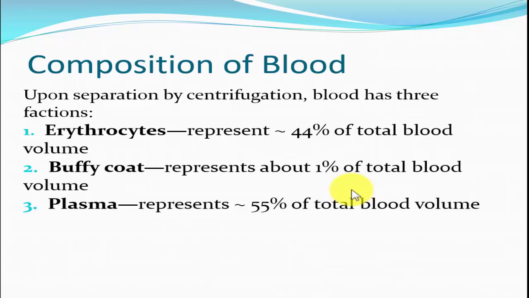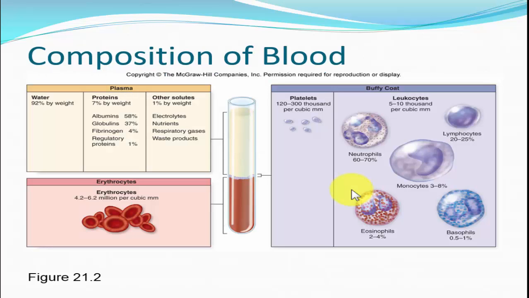As we talked about, we have the composition of blood. After we go through the centrifugation, blood has 3 main fractions: erythrocytes, a buffy coat, and plasma. If you want to look at each of these individually from this diagram, the top part is going to be the plasma, and the distinct characteristic of plasma is water. So out of this 55% of plasma, 92% of that is water. And then we have some proteins, about 7%. So we have albumins, globulins, fibrinogen, and regulatory proteins. And then other solutes. So we have some electrolytes, some nutrients, respiratory gases, and waste products.